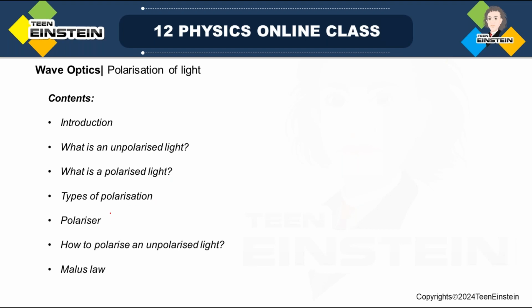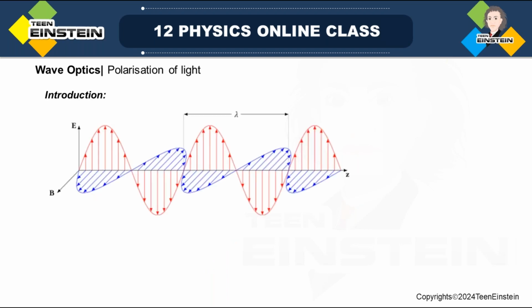Then I'll discuss the device which is used to polarize unpolarized light, that is called a polarizer. And then we'll see a demonstration of how, using a polarizer, we can polarize an unpolarized light. And finally I'll discuss Malus law in today's session. So without much delay, let us go to the original discussions.